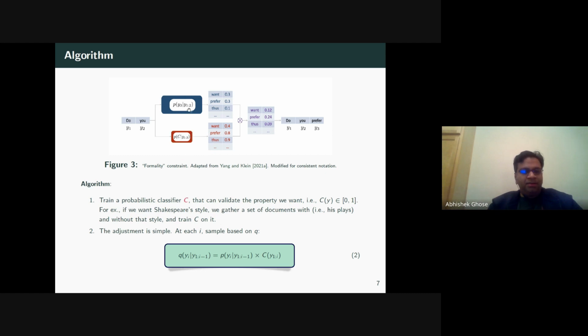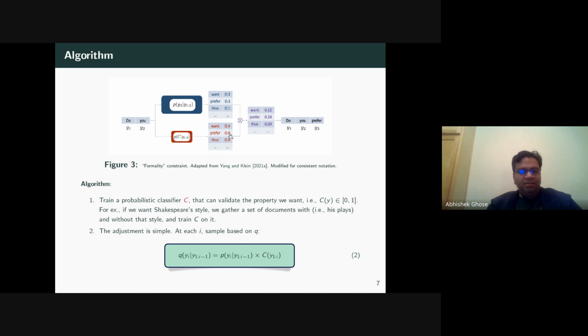You're producing your token y3, and what you do is, for the different y3s possible, you concatenate each with the y1 and y2 you have already produced. And you ask the constraint model, which can be a probabilistic classifier, that's why I said classifier: if I had added "do you want", what's the formality score for that sentence? For the sentence "do you prefer", what's the formality score? For "do you does", what's the formality score?